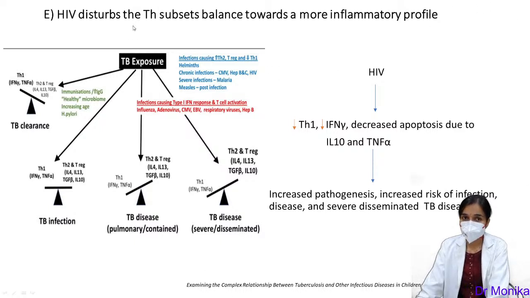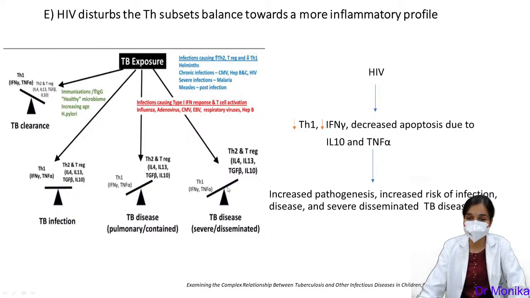Next is how HIV disturbs the T helper subsets balance towards a more inflammatory profile. As we know, the T helper 1 predominant response is important for protective immunity, while the T helper 2 response and the T regulatory cells lead to severe and disseminated disease. So this balance of T helper 1 cells, T helper 2 cells and T regulatory cells is important in many infections. This balance is disturbed by many infections, such as chronic infections like CMV, hepatitis B and C, and HIV, and severe infections such as malaria and measles.